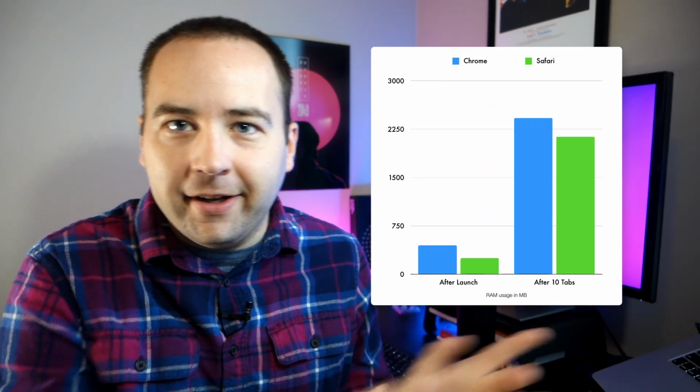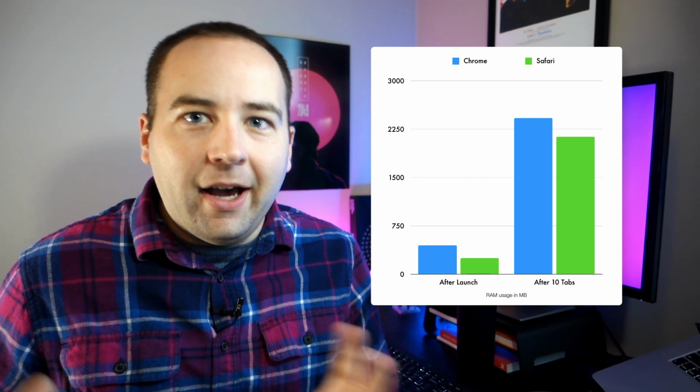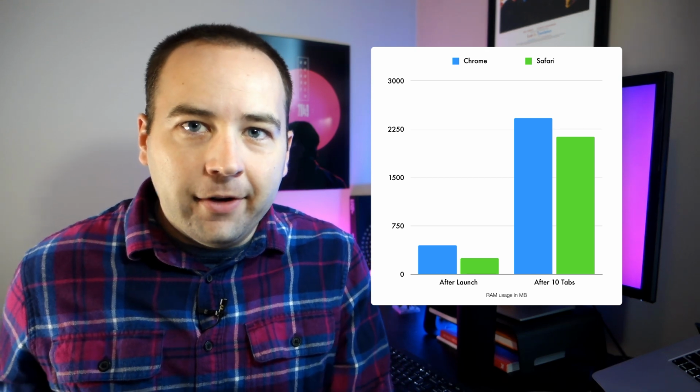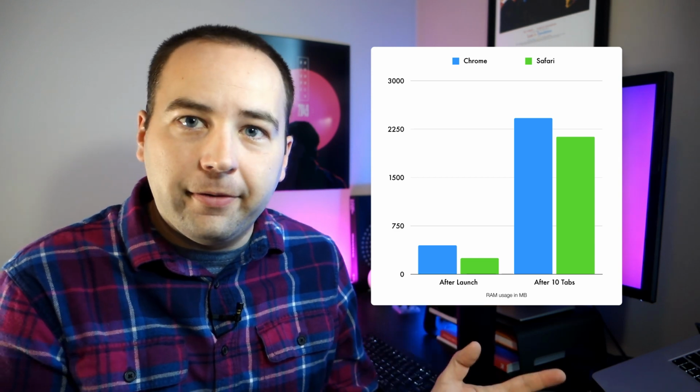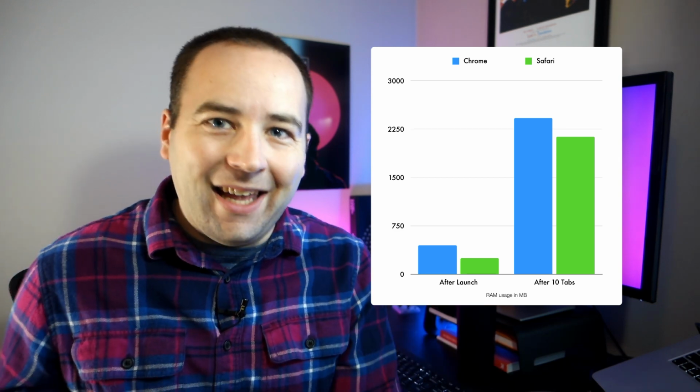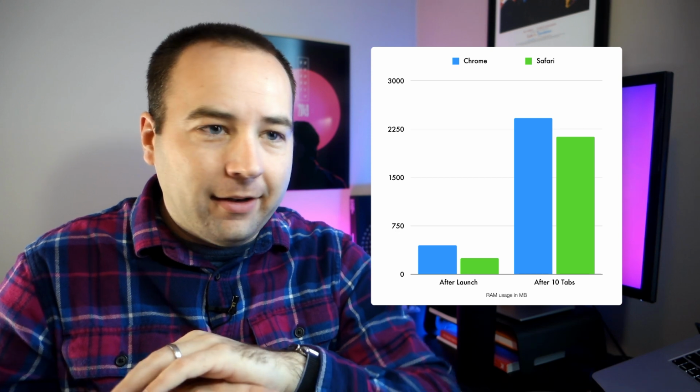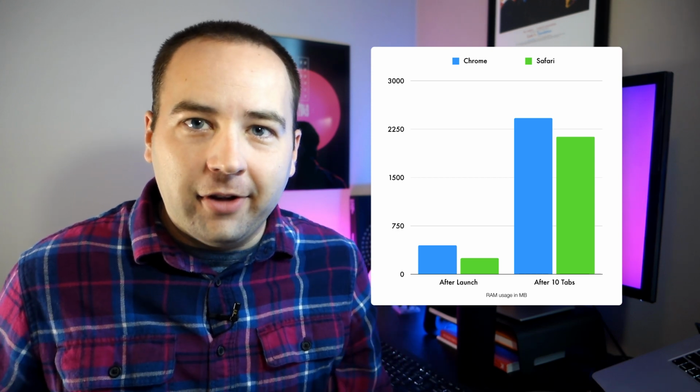So that's it. I'm going to throw a lot of numbers at you, and I'm going to put the key results right here on screen. Basically, on app launch, Safari has a definite RAM advantage. It's using about 250 megabytes versus Chrome's 450, which is about 45% less. So Safari absolutely takes the lead at the start by using much less RAM.